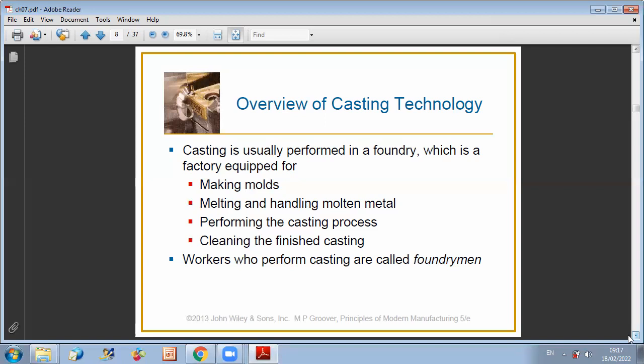For this chapter, I prepared for you a list of YouTube links. In these YouTube links, you can find in detail how this process can take place, how we first melt the metal, how we pour it into the mold, how we leave it to solidify, and at the end, how we extract it.